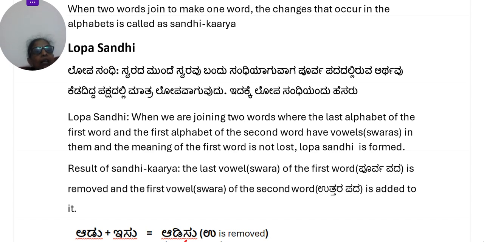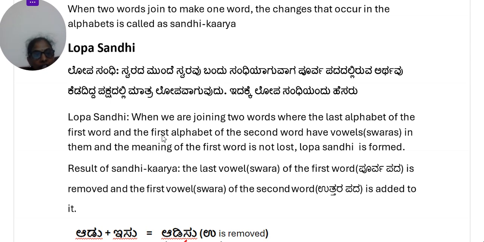So first, swarada munde swara means the first word should end with a swara and the second word should start with a swara. That is the first condition. And when you join them together, the first word should not lose its meaning. Then we can form a Lopa Sandhi. That is only called Lopa Sandhi. If a swara comes in front of the swara and the Purva Pada, the first word, doesn't lose its meaning, then we get Lopa Sandhi.